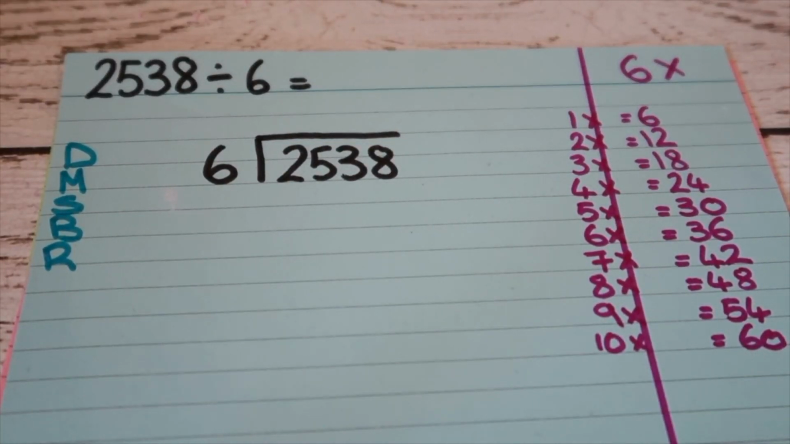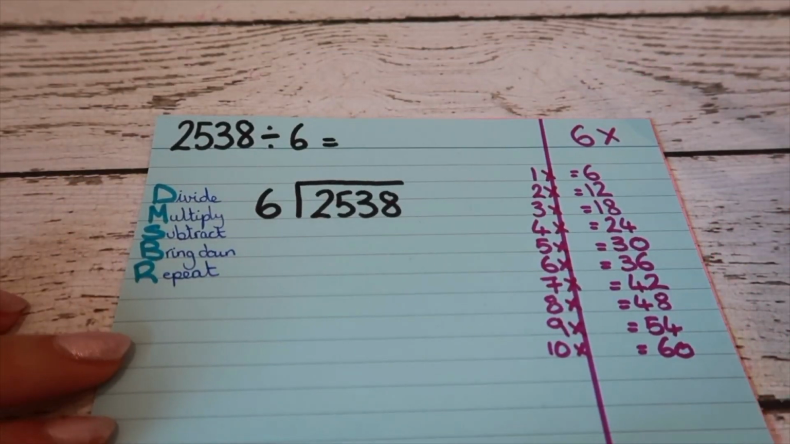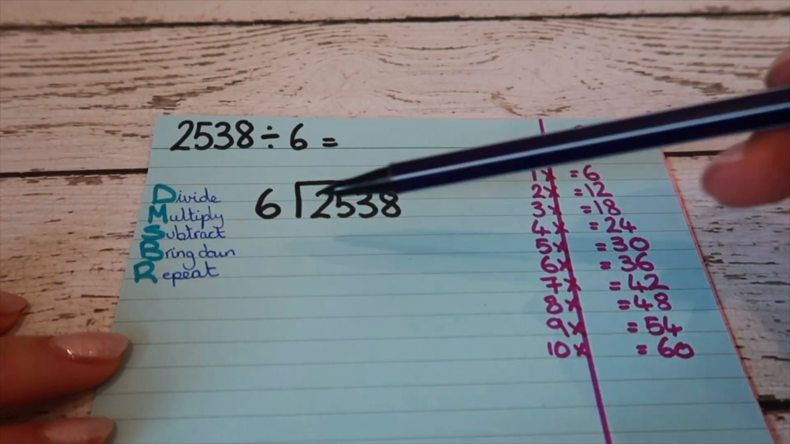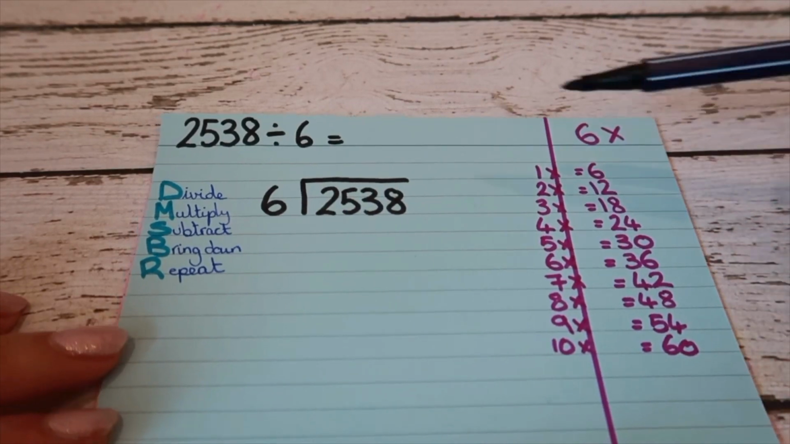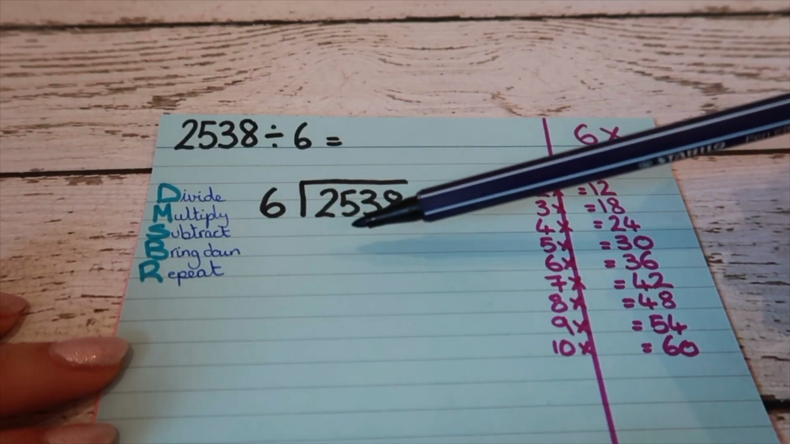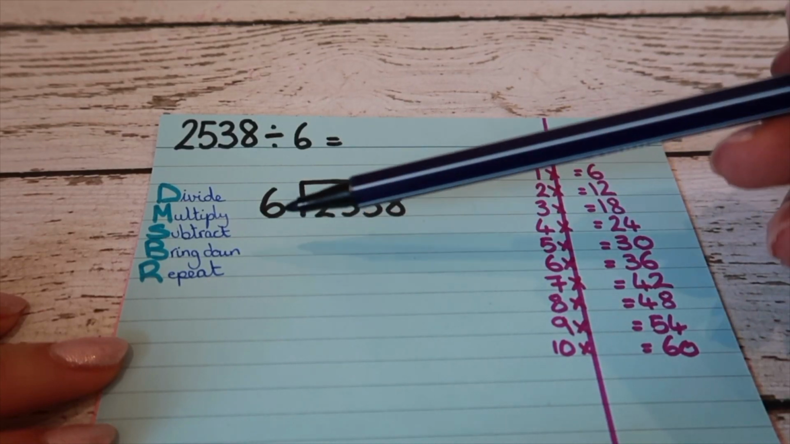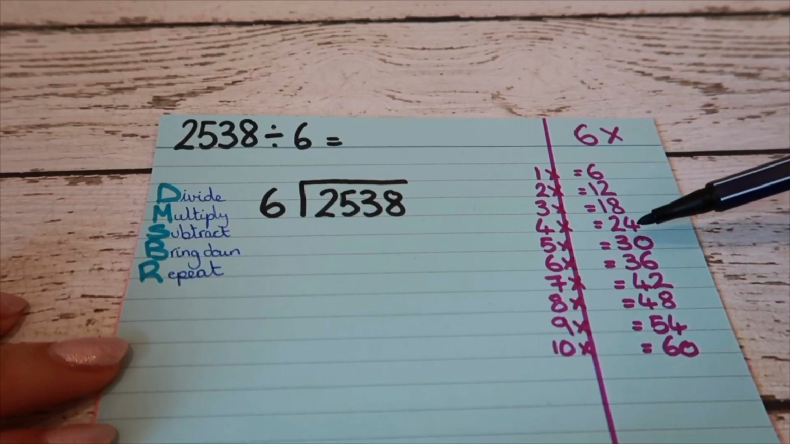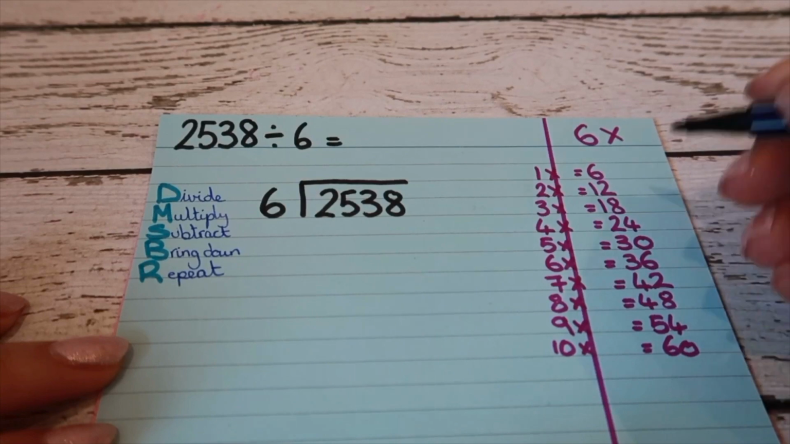Later on, the more you do of these long divisions, the more you'll realise you won't need to write these down. Okay, so 2,538 divided by 6. If I was to split 2,500 into 6 groups, what would that mean? Another way is I could just say 25 divided by 6. So I'm going to be checking my 6 times tables on the side. So 25 divided by 6, the closest would be 4, with some remainder left over.